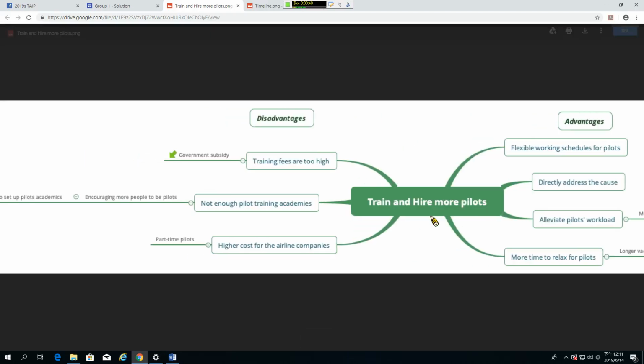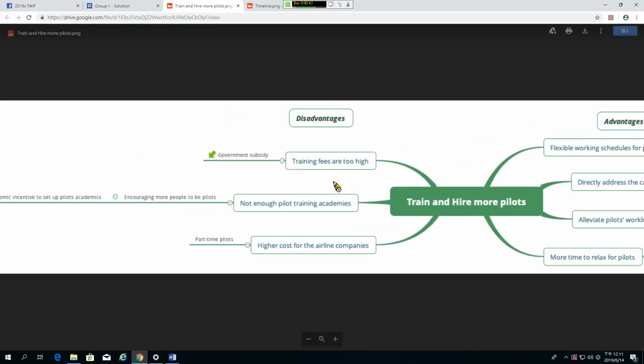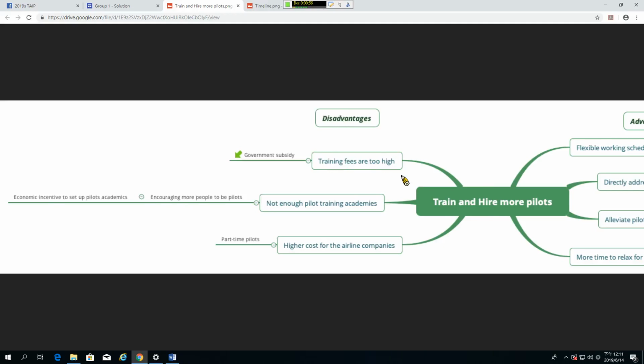If we train and hire more pilots, as you all know, training fees are very high. So we recommend that the government, since China Airlines is kind of government run, may subsidize the training fees, so we can have more Taiwanese pilots. There are also not enough pilot training academies in Taiwan, and some of the academies are private, so the costs are very high. Maybe we can include some training programs in public universities or a government-run agency, so that when other people see there are economic incentives to run this kind of academy, they will have more academies and train more pilots.